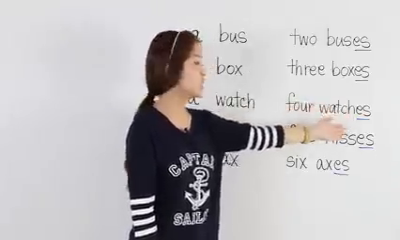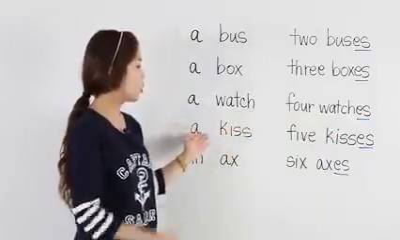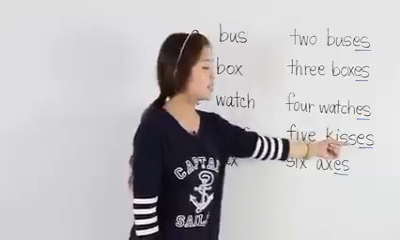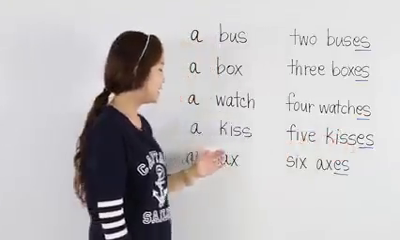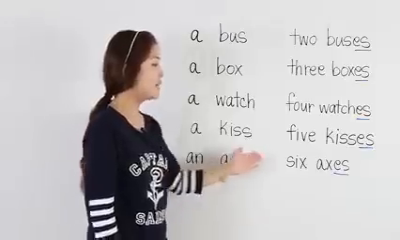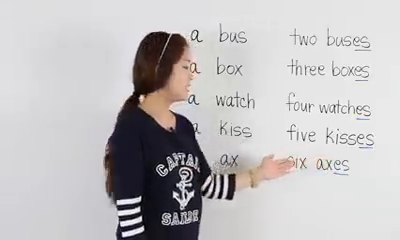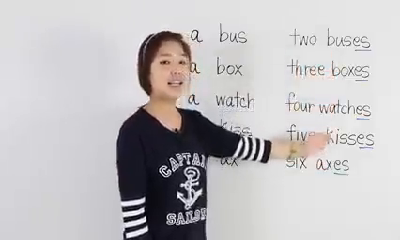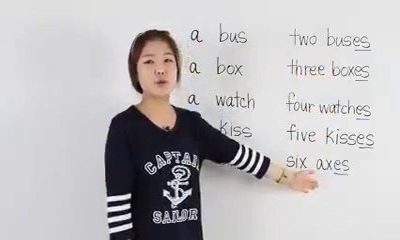Four watches. A kiss, one. Five kisses. Add the es. And the last one, an axe, one. Okay, we have six axes. So don't forget, we have to put es to make these nouns plural.